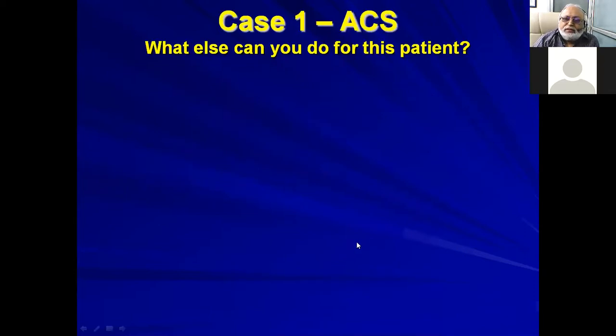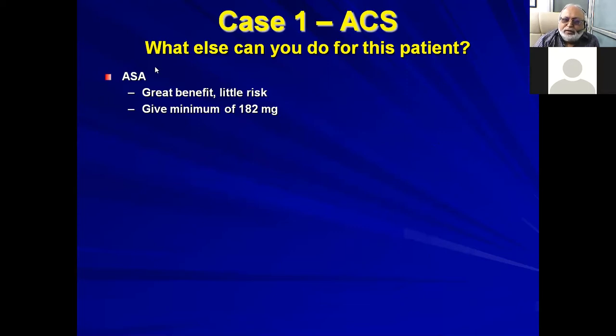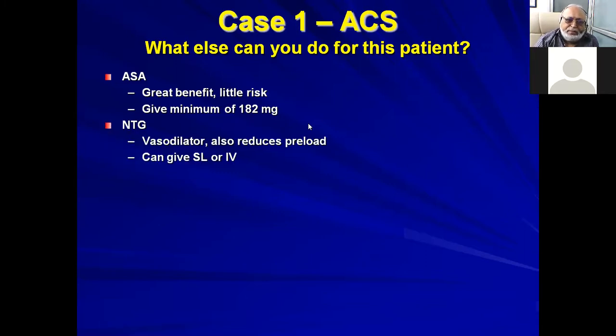So, what else can we do for this patient? We can give him an aspirin immediately. Great benefit, little risk, at least a minimum of 162 milligrams, or half a tablet of 350 milligrams of disprin. If the patient still has pain, give him a vasodilator like nitroglycerin that will reduce the preload. It can be given sublingually at your clinic immediately.